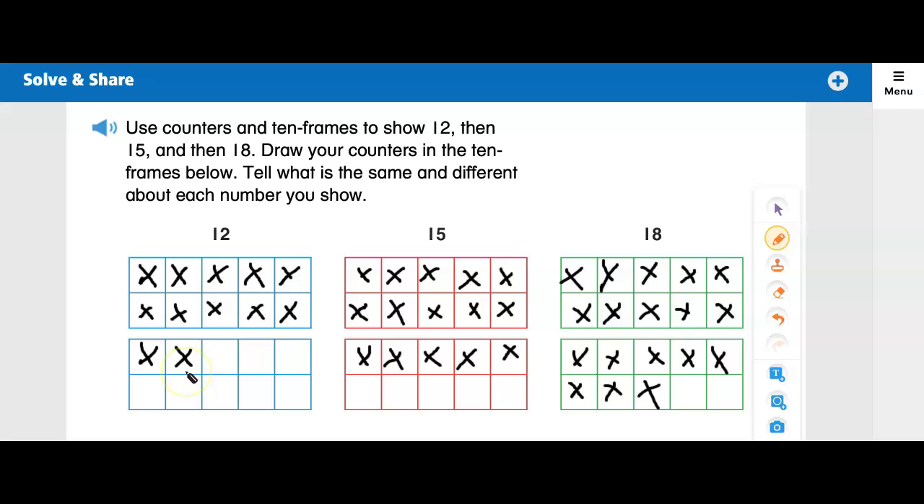When looking at our completed 10 frames, something that I noticed that is the same is that each of these numbers used a full tens frame to count on. Something that is different is the number of X's we completed in the second tens frame. For 12, we had 10 and 2. For 15, we had 10 and 5. For 18, we had 10 and 8.